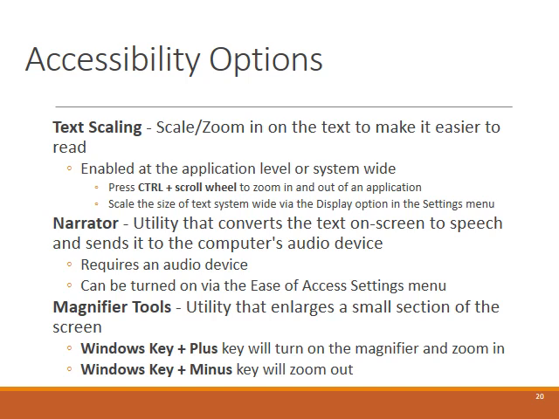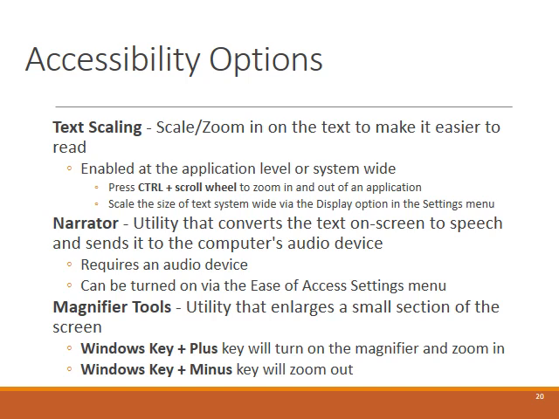Usually you roll the scroll wheel to the front of the mouse while holding the control key to zoom in, and then you can roll it the opposite direction to zoom out. So that's one way for them to zoom in and see stuff inside an application.